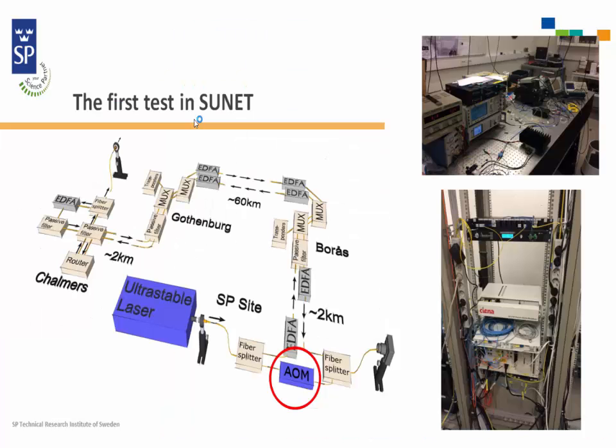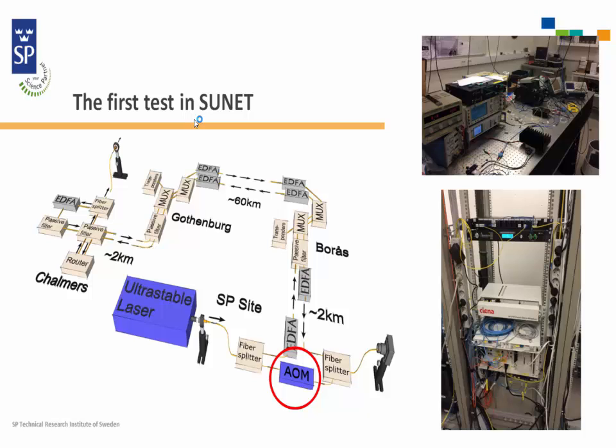So we set up a real first test in SUNET, and since it's a live network, we are not able to break the light or something like that. We always need to have light on our channel, otherwise we will interfere with the channels beside us, which means that in this initial real test, we used the acousto-optic modulator in the reference arm instead of the transmitting path.